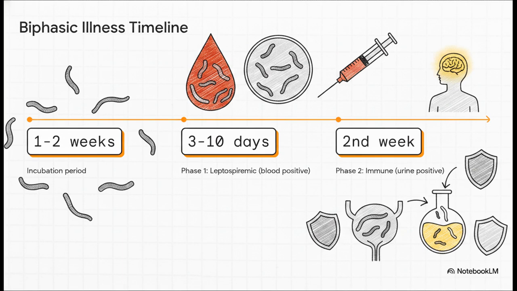Then, usually in the second week, we hit phase 2, the immune phase. Now here's the key distinction. The leptospires disappear from the blood, and they set up shop in the urine, while the body starts pumping out antibodies. This immune phase is also when you might see complications pop up like aseptic meningitis. So remember, knowing exactly where the bug is, blood versus urine, during these two phases is a massive high-yield concept.